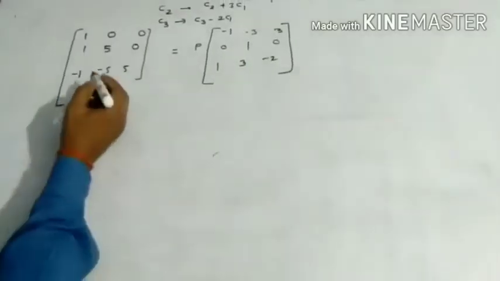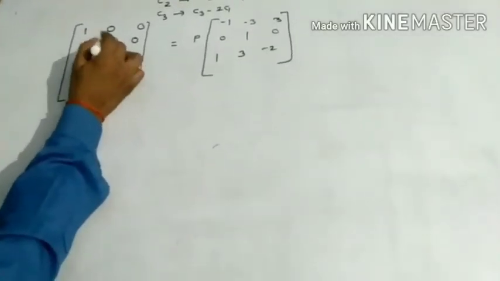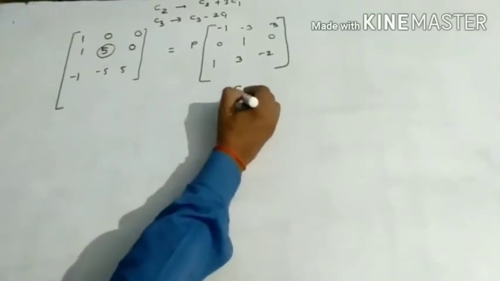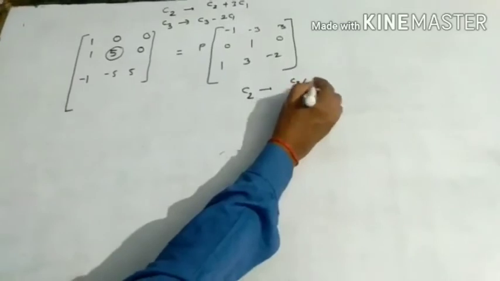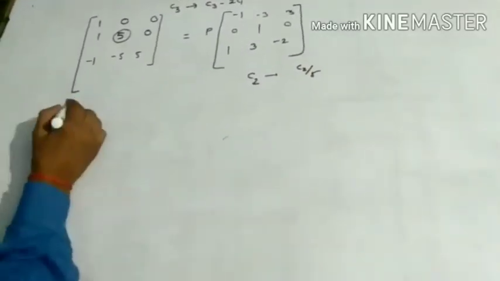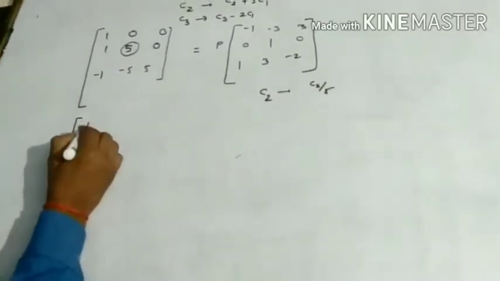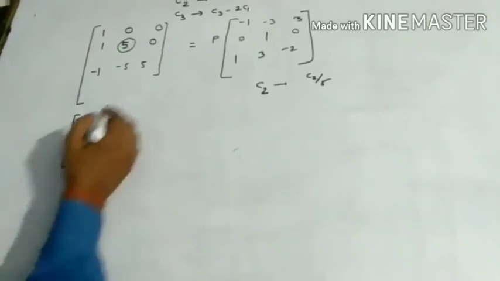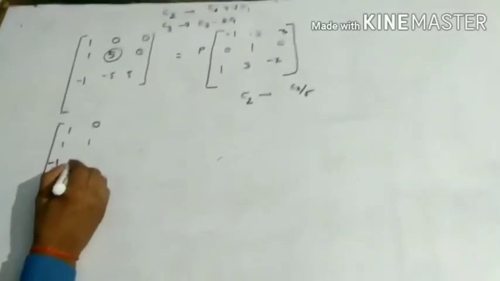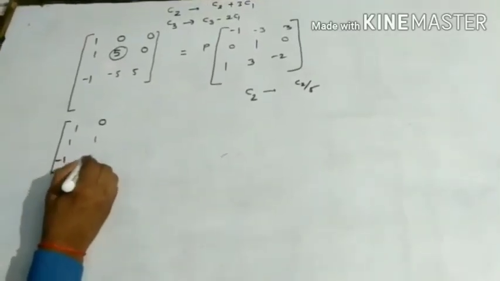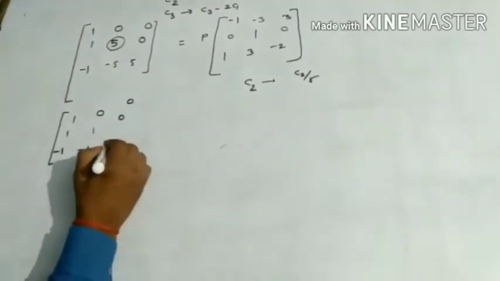Now after that you have to see, we want to make this element 1. So what we are going to do, in C2, in the second column, we are going to do C2 by 5. Then what we will get: 1, 1, minus 1, 0, this is the 5 by 5 meaning 1, and here minus 5 upon 5 meaning minus 1, this will be 0, 0, 5.